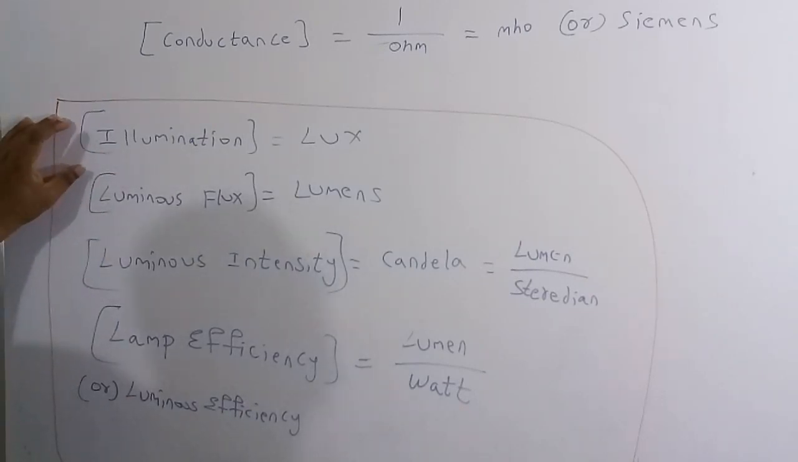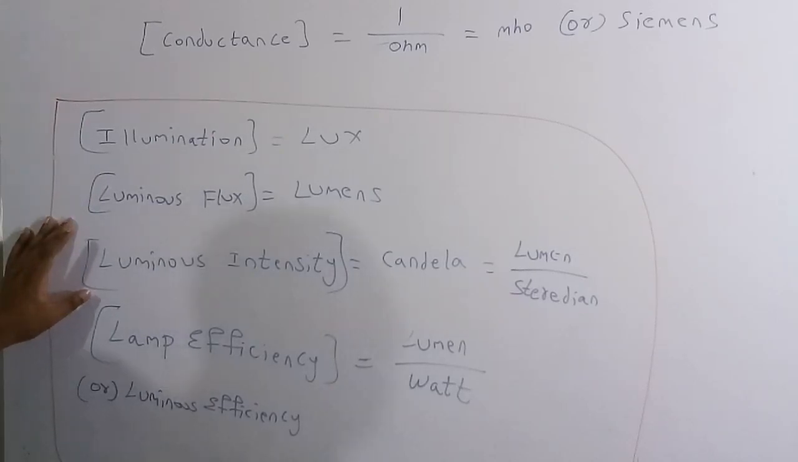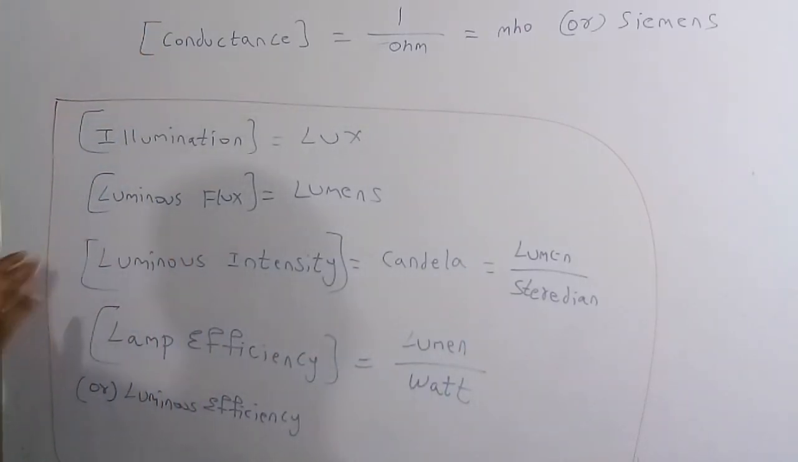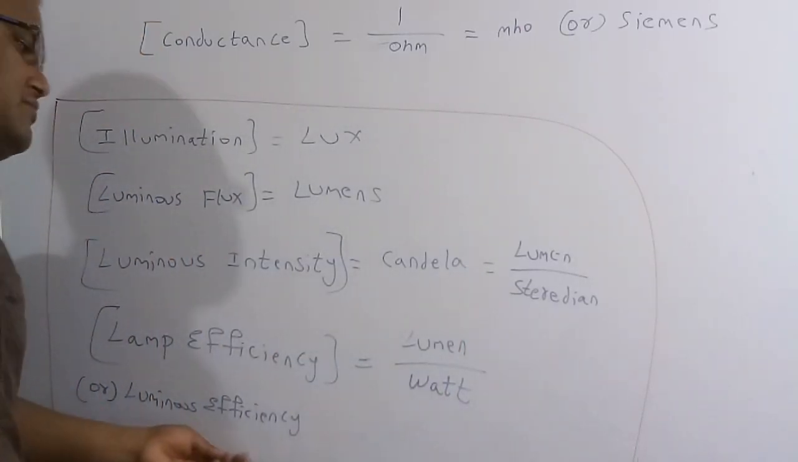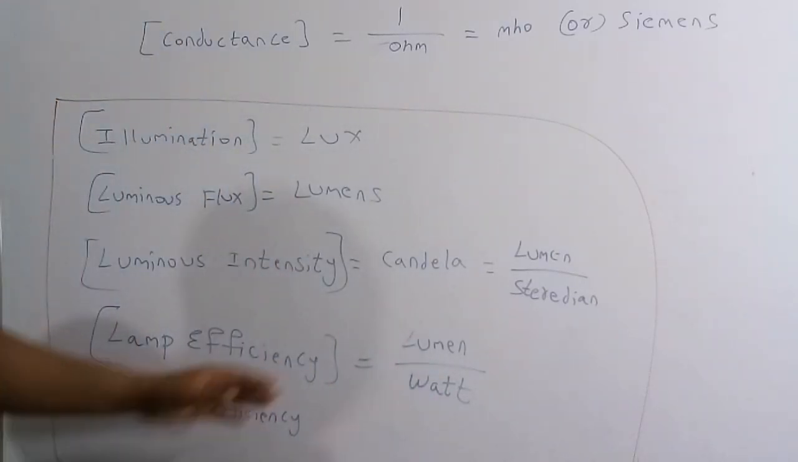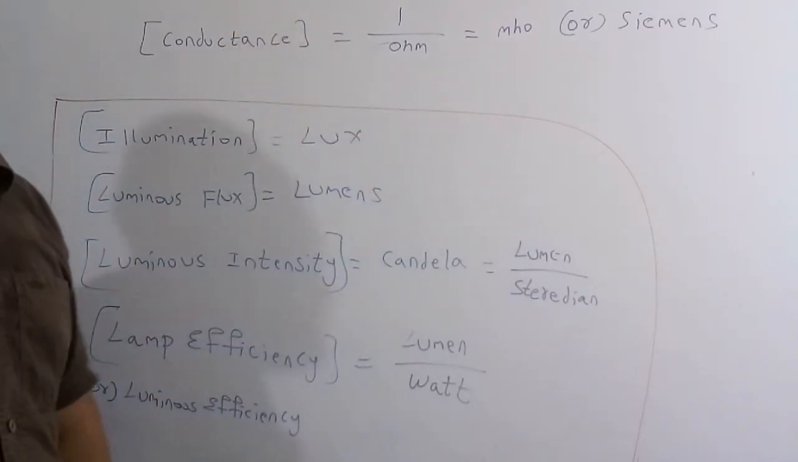So therefore, for illumination the unit is lux, for luminous flux the SI unit is lumens, and for luminous intensity the unit is candela, or you can also say lumen per steradian, and for lamp efficiency or luminous efficiency the unit is lumen per watt. This is the correct solution of this question. So these are some of the basic units which are always asked in TS Genco like AE examinations.